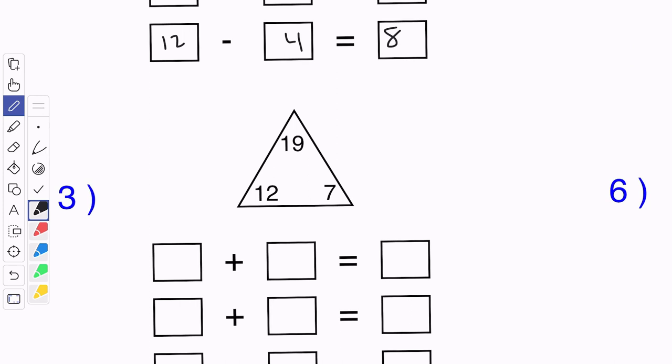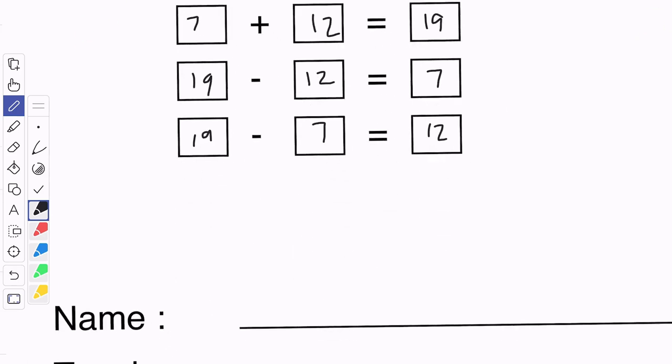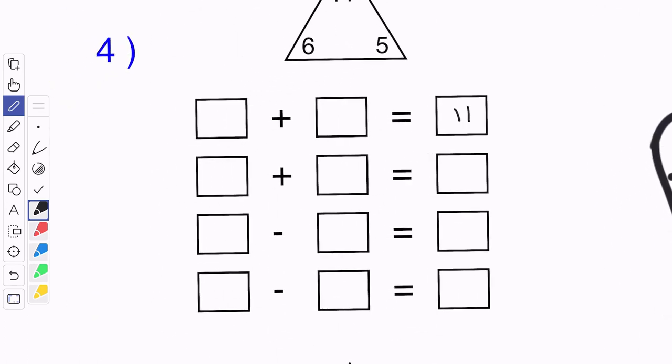The next one, out of 7, 12, and 19, 19 is going to be the biggest. 12 plus 7, 7 plus 12, 19 minus 12 is 7, 19 minus 7 is 12. Eleven. 6 plus 5, 5 plus 6, 11 minus 6 equals 5, 11 minus 5 equals 6.